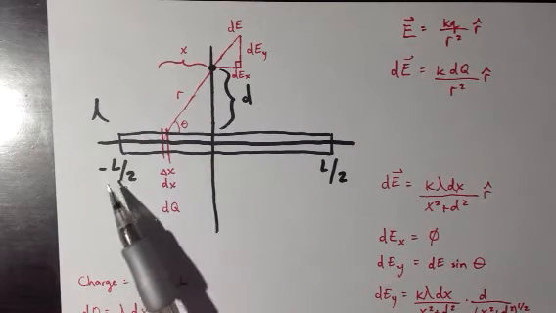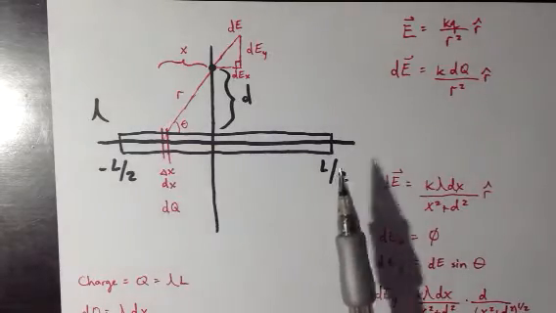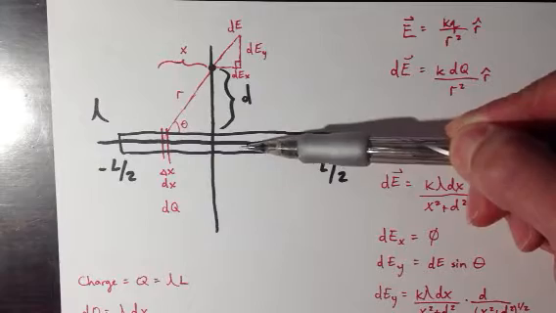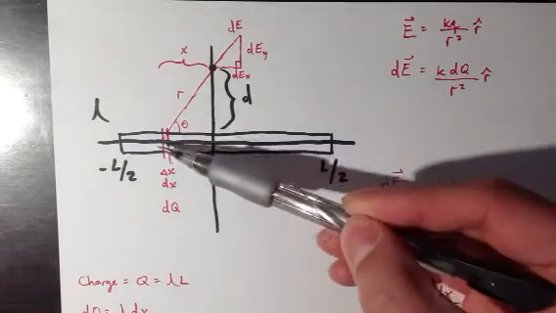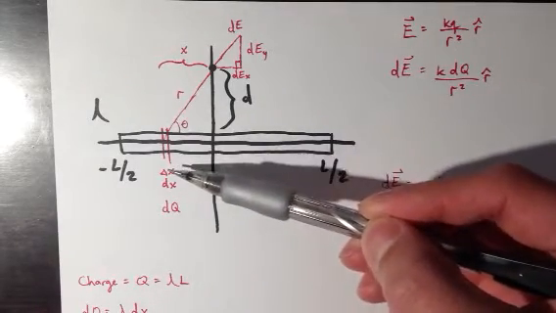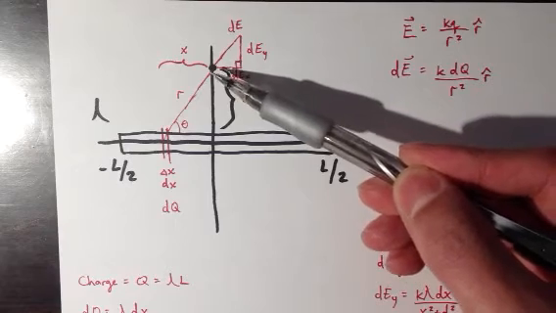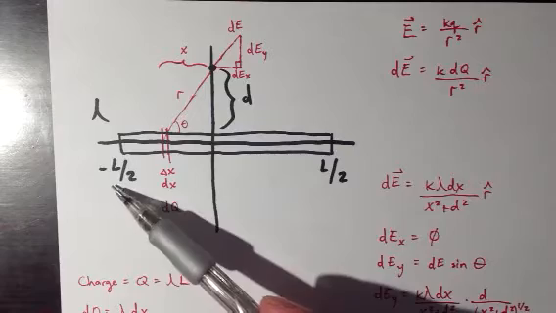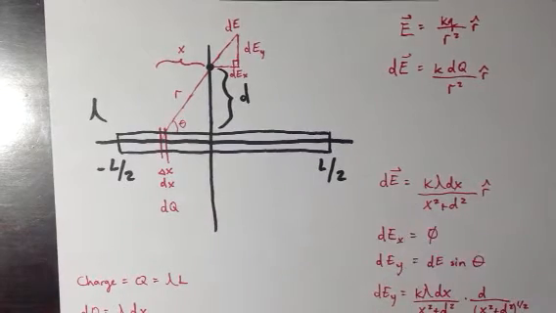The wire goes from negative L over 2 to L over 2, has a charge lambda, and we're looking for the E field a distance d from the wire. So what we're going to do is take a sliver of the wire, find the E field that generates at the point, and take the integral from negative L over 2 to L over 2.